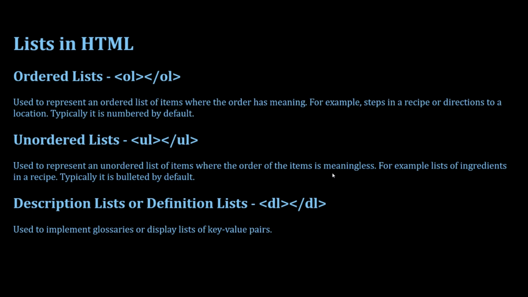And finally, we have descriptive list or definition list. This is used to implement glossaries or to display key value pairs. For example, name of a person, their name, age of a person, their age.